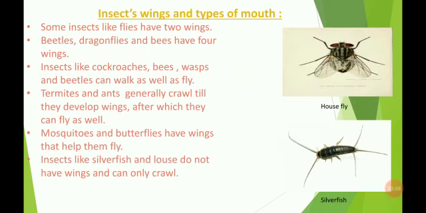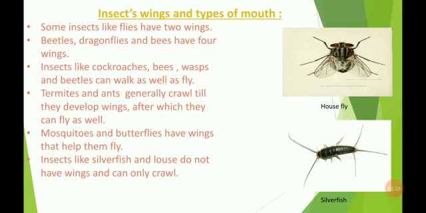Now, we'll see insect wings and types of mouth. The number of wings varies in different insects. Insects like houseflies have 2 wings. Beetles, dragonflies, and bees have 4 wings. Some insects can walk as well as fly, like cockroaches, bees, wasps, and beetles.